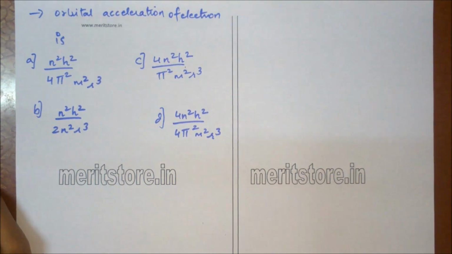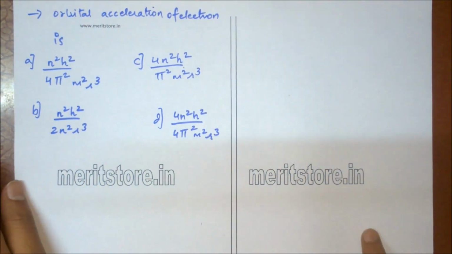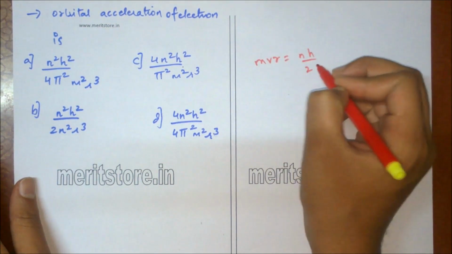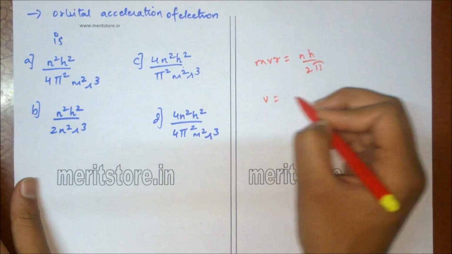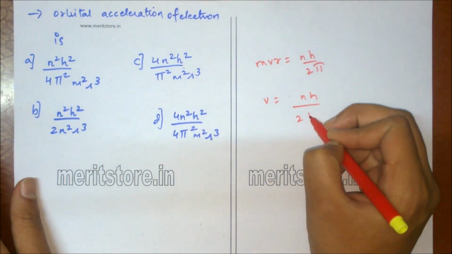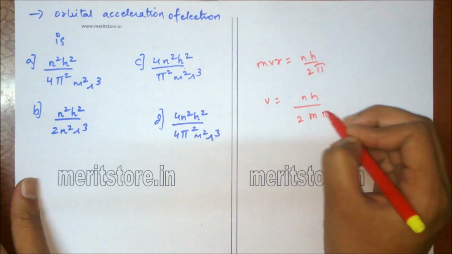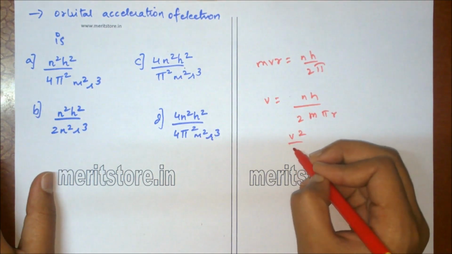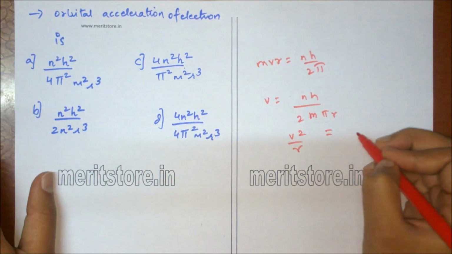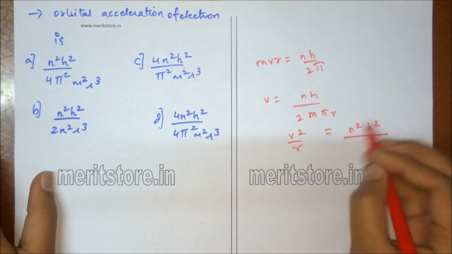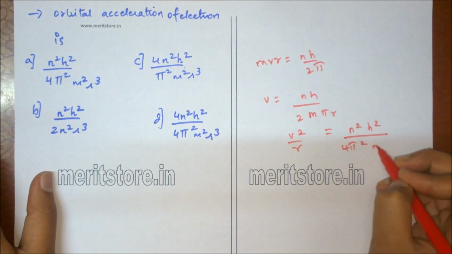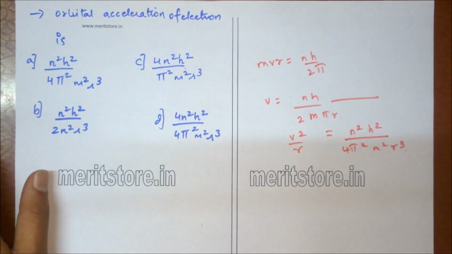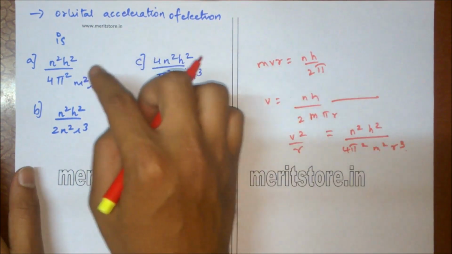Orbital acceleration of electron is, we know that mvr is equal to nh upon 2 pi. So v is equal to nh upon 2 pi m r. This is from second Bohr postulate. So we can write v square upon r, which is acceleration, is equal to n square h square upon 4 pi square m square r cube. So the corresponding option is option A.